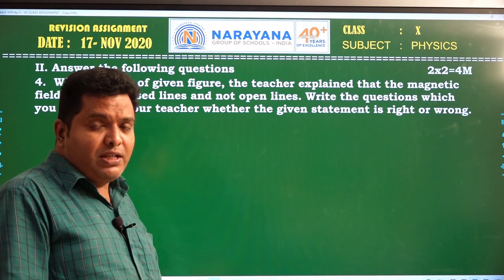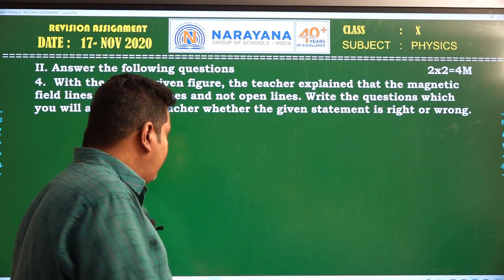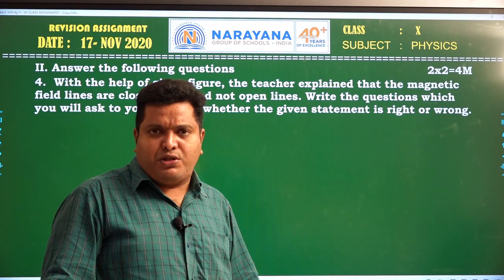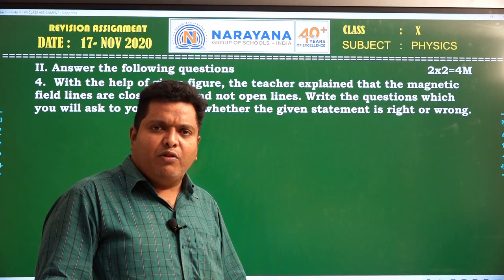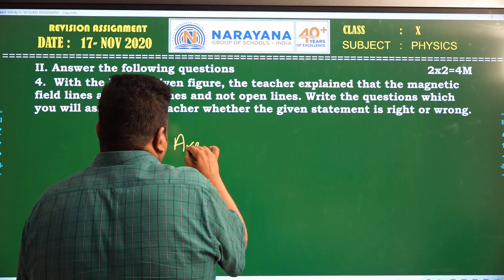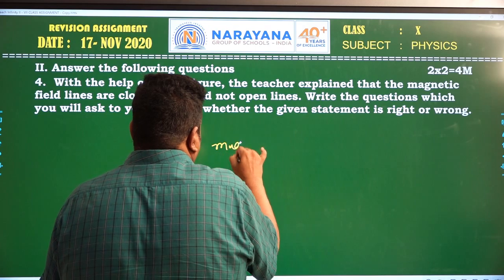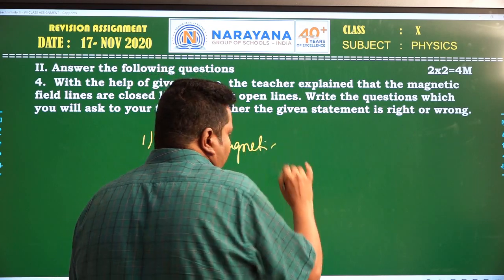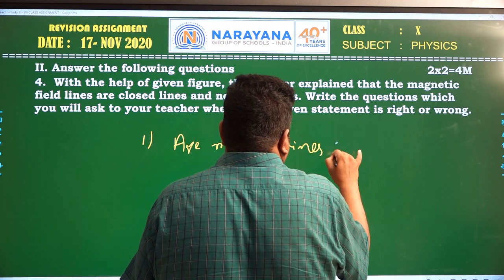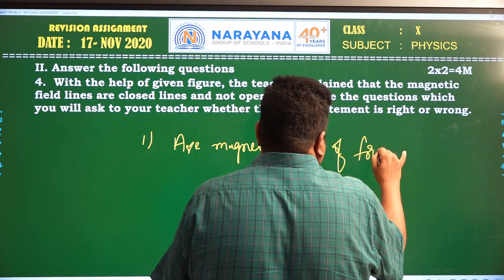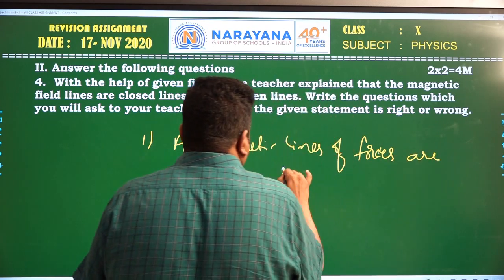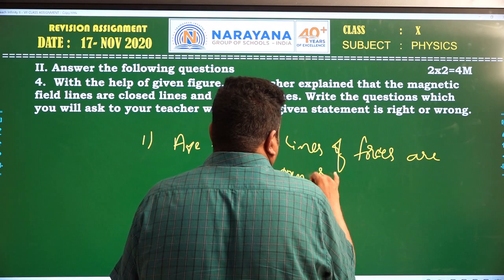The first question is: are magnetic lines of force closed loops or open loops? You can frame your own questions also, no problem. Are magnetic lines of force open or closed loops? Can you explain?